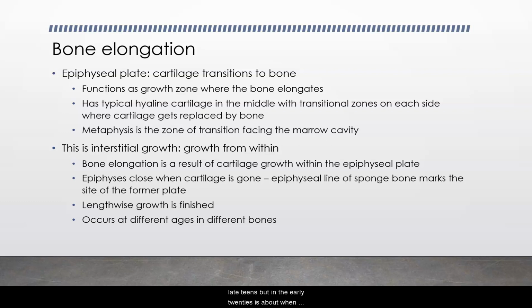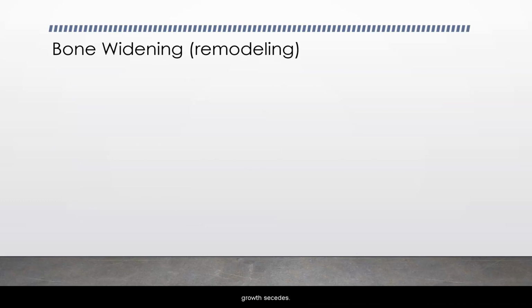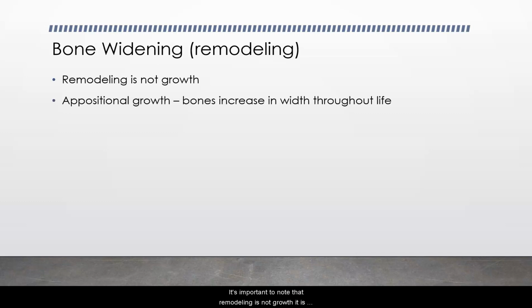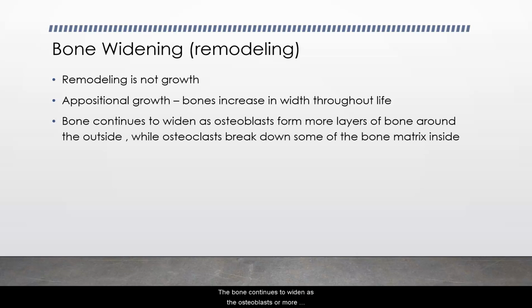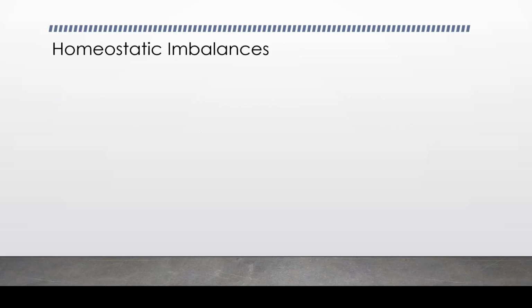It occurs at different ages in different bones, but in the early 20s is about when growth ceases. Now, that was bone lengthening. Let's talk about bone widening, or remodeling. It's important to note that remodeling is not growth. It is appositional growth, bones increasing in width throughout your life. The bone continues to widen as the osteoblasts form more layers of bone around the outside, and the osteoclasts break down some of the bone matrix inside.